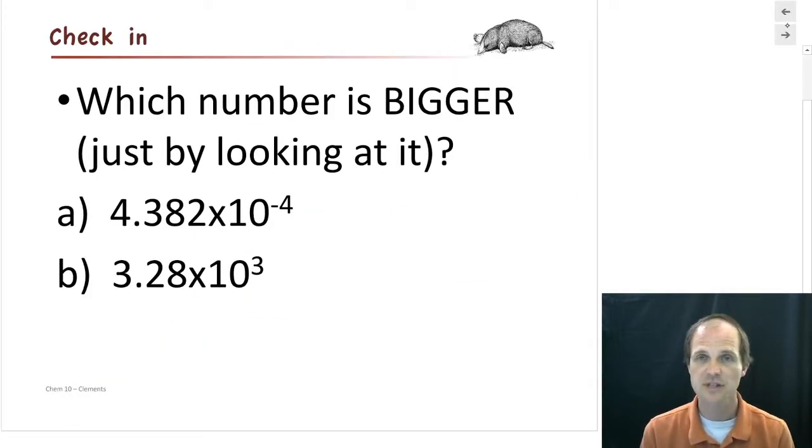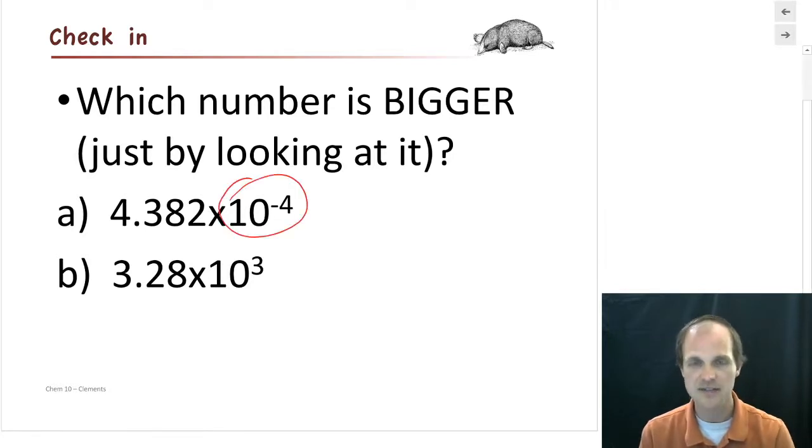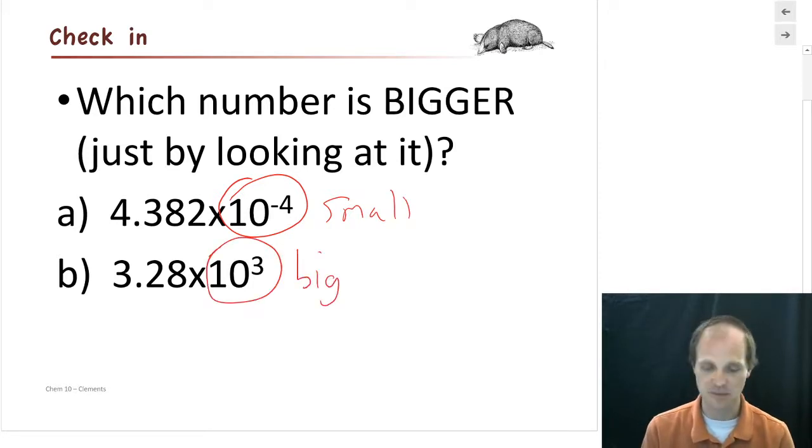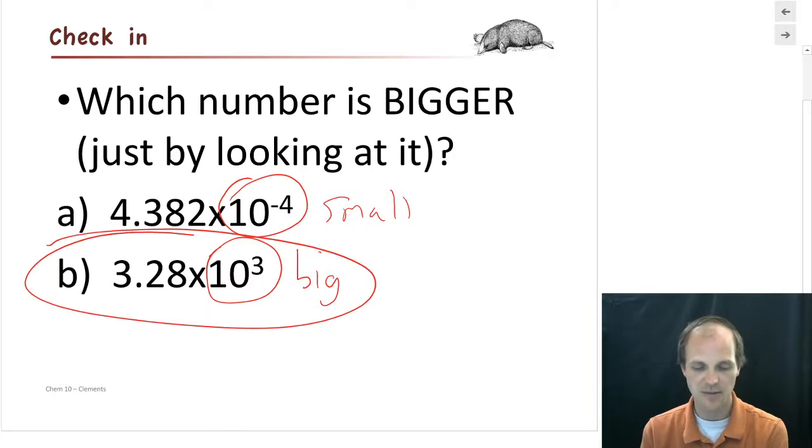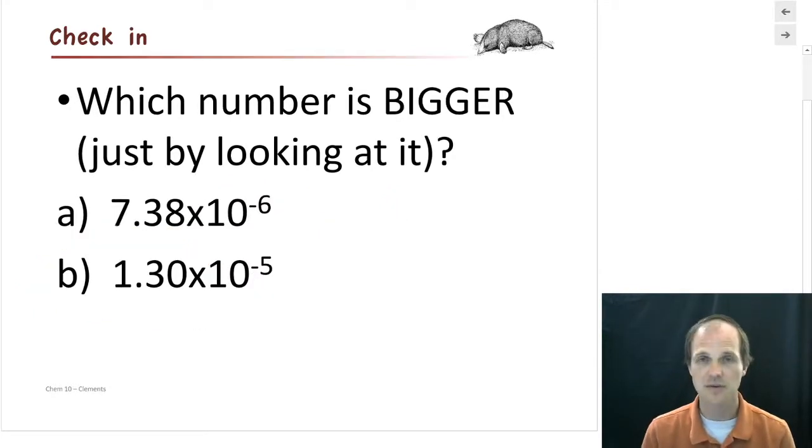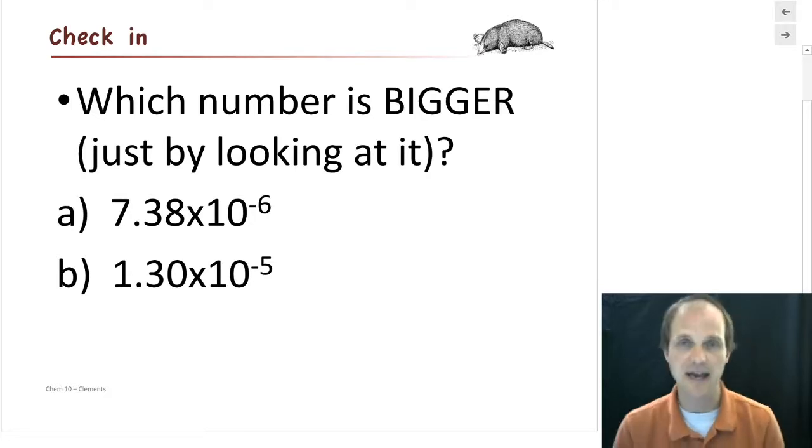Here's your turn. Which number is bigger just by looking at it? Don't put it into a calculator. Don't try to convert it. Just look at it. Okay, hopefully you saw negative exponent, small number. Positive exponent, big number. And a big number is going to be bigger than a small number. And we get something like that. Okay, how about these numbers? Which one's bigger just by looking at it?